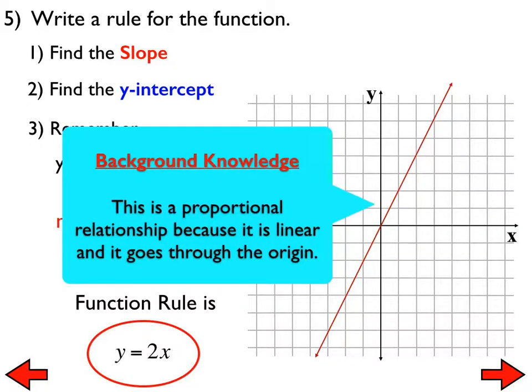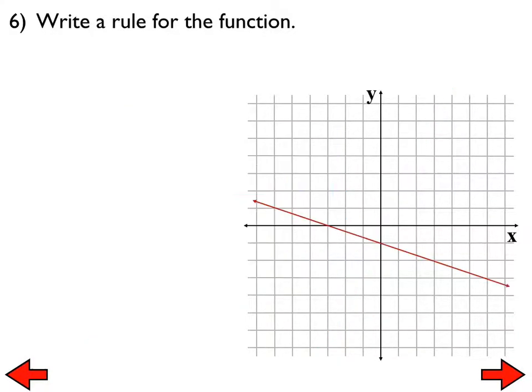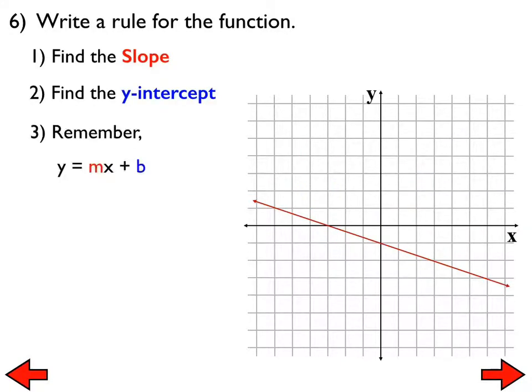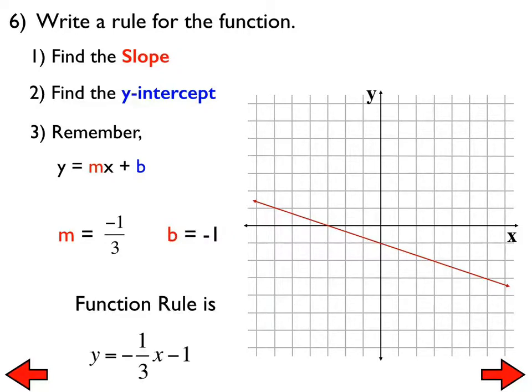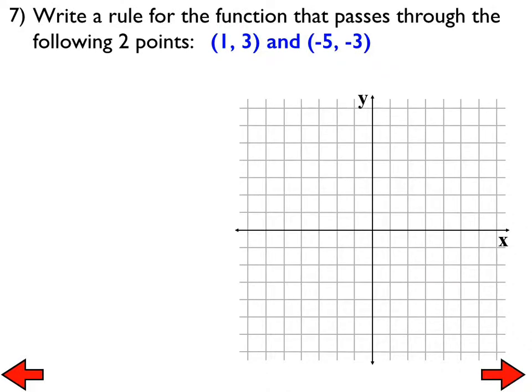Number 6. The slope here is negative 1/3. The y-intercept is negative 1. Our function rule is y equals negative 1/3 x minus 1. Is this a proportional relationship? No, it is not.